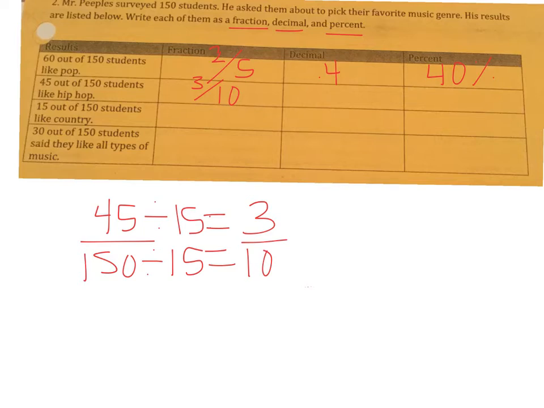All right, so let's change that to a decimal. Well, I noticed that 10 is my denominator, and that's a place value, 3/10. So I'm going to write that as 0.3. And to make it a percent, we're going to move the decimal 2 times to the right. We'll have to add a 0, so we have 30%.